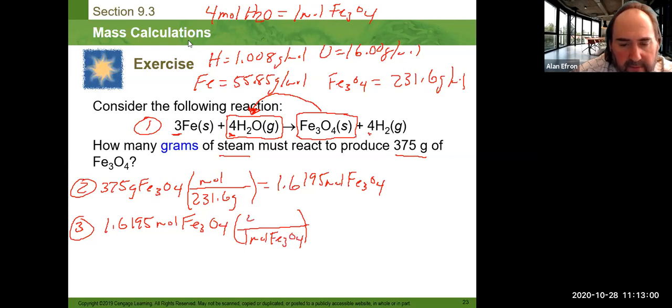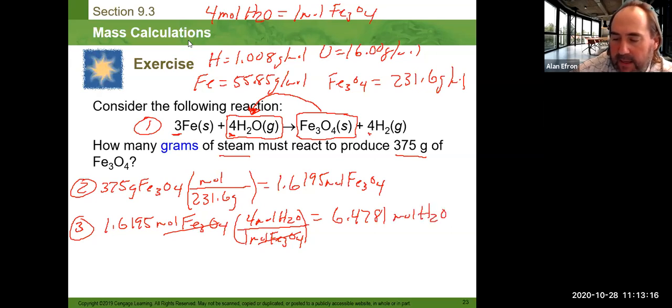Up on top will go our 4 moles of water. The moles of those guys will cancel each other out, and we will end up with something like 6.4781 moles of water at this point. Again, here we're not looking for moles, so we are looking for grams. So that is going to require us to do step number 4. And again, we have now converted into moles of water.